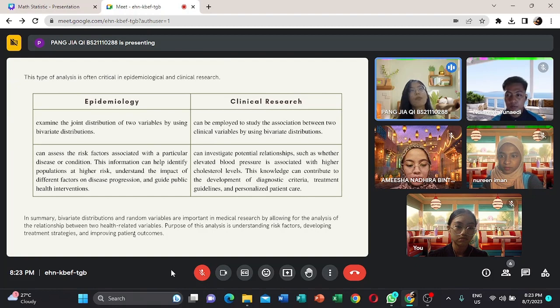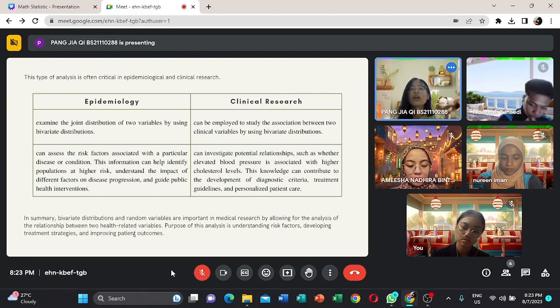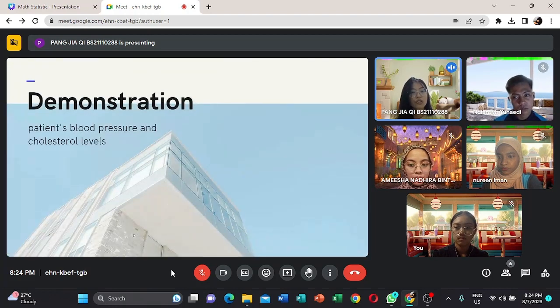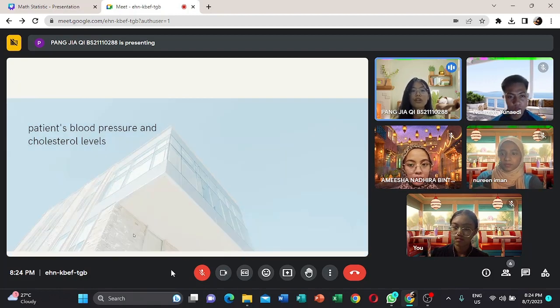In summary, bivariate distribution and random variables are important in medical research by allowing for the analysis of the relationship between two health-related variables. The purpose of this analysis is understanding risk factor, developing treatment strategy, and improving patient outcomes. Then I will present the demonstration about the patient's blood pressure and cholesterol level.